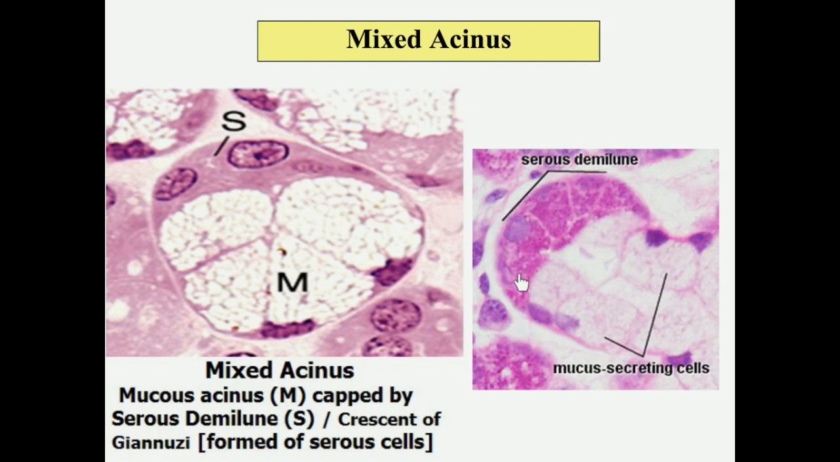Don't forget the name of this demilune, which is called the crescent of Gianuzzi. This is formed of the serous cells. And the acinus as a whole is called mucoserous acinus. This is the dominant or main part, the mucoserous acinus.